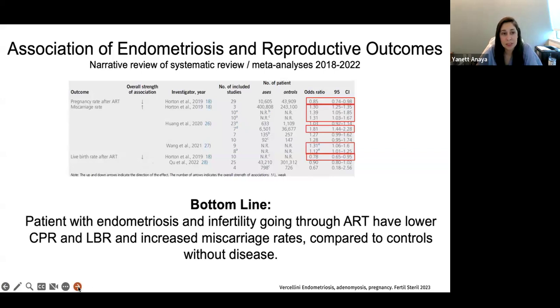And then the other thing that we'll see is that miscarriage rates are slightly higher in patients with endometriosis compared to patients without endometriosis. So I think the bottom line, based on the overall studies that we have, is that patients with endometriosis that undergo IVF may have slightly lower pregnancy rates and increased miscarriage rates compared to patients without endometriosis, but overall, it is still a very good treatment and can successfully overcome endometriosis-related infertility.